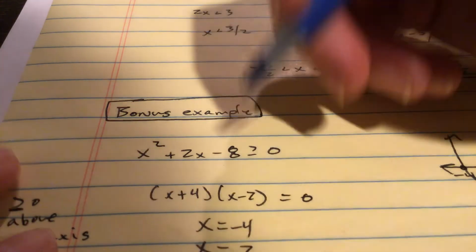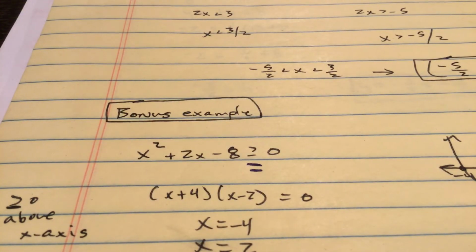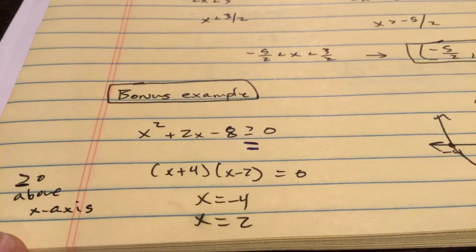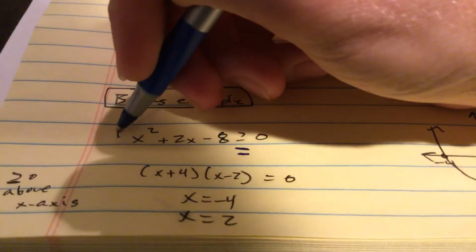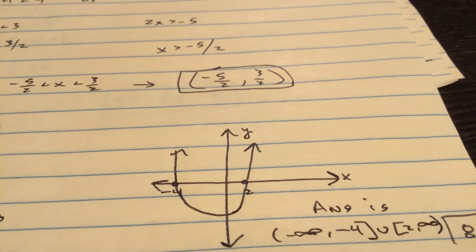Again, this is a parabola, y equals x squared and so on. Going to pretend like it's equal to 0. You're going to factor it: x plus 4, x minus 2. You've got 2 x-intercepts, -4 and 2. It makes a U, positive x squared, with x-intercepts -4 and 2.